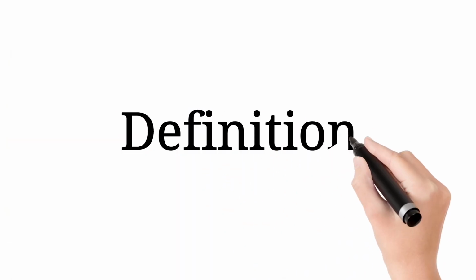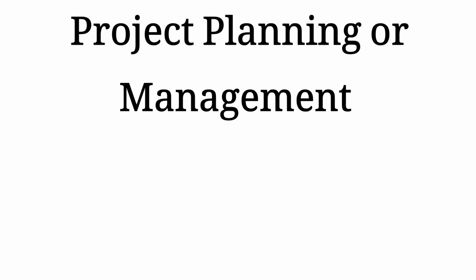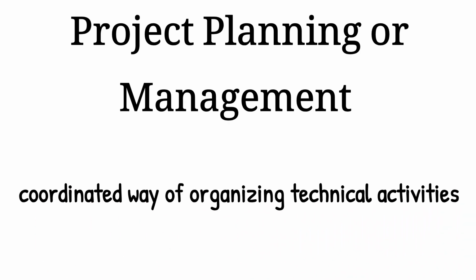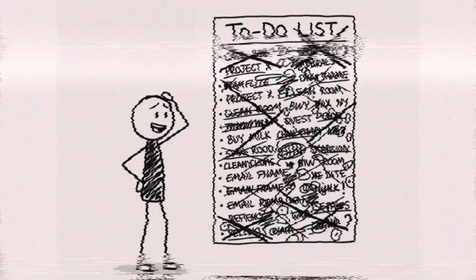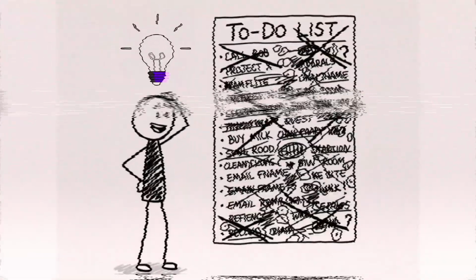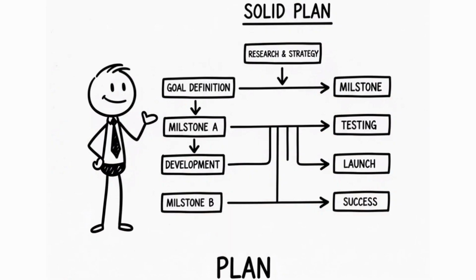So, what is project management or planning? In essence, it's a coordinated way of organizing technical activities. At the heart of it is a scheduling technique that helps us monitor and control projects. We break a process down into smaller operations and then use a network to show how these pieces are logically connected. This helps us arrange the work to make the entire process faster, cheaper, or both.